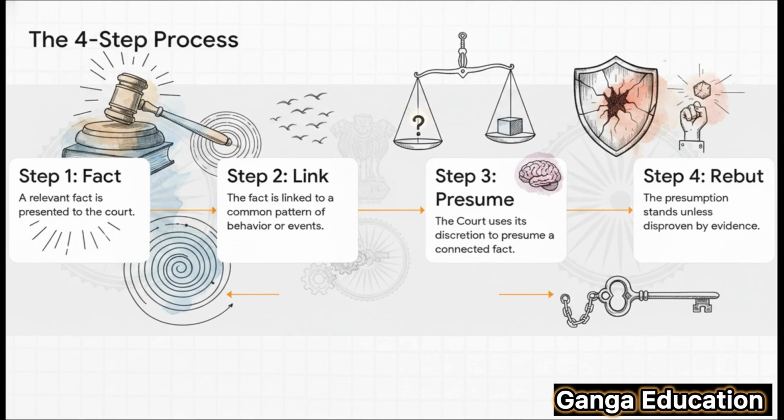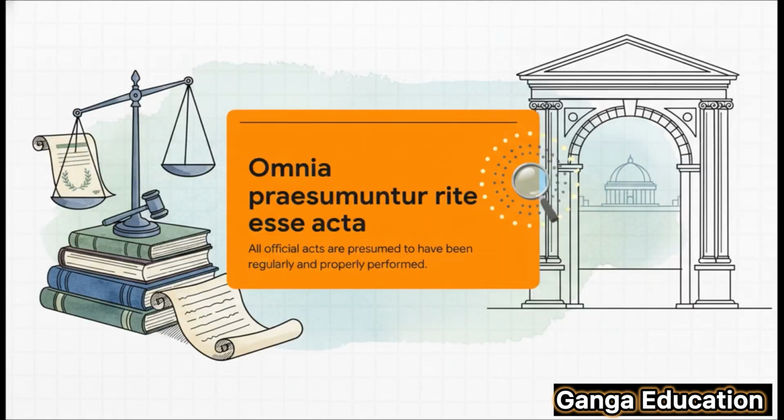Simple, right? This whole idea is built on a really powerful legal principle, summed up in this Latin maxim, omnia praesumuntur rite esse acta. It might be a mouthful, but the meaning is actually pretty simple and profound. All official acts are presumed to have been done properly. Think about it. This is a fundamental assumption that keeps our entire legal and administrative system running smoothly. We trust that things are being done the right way.